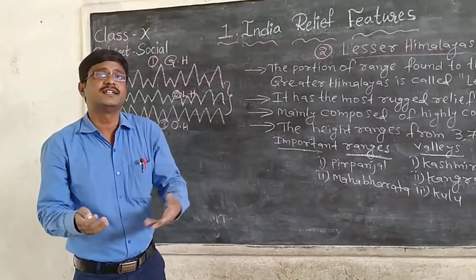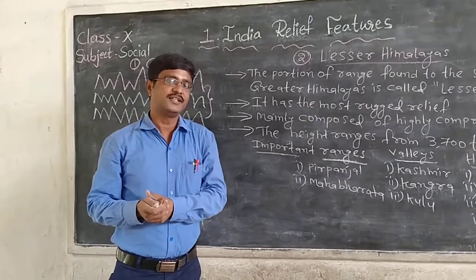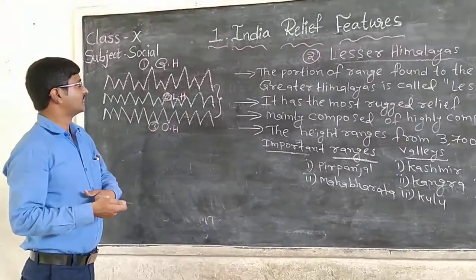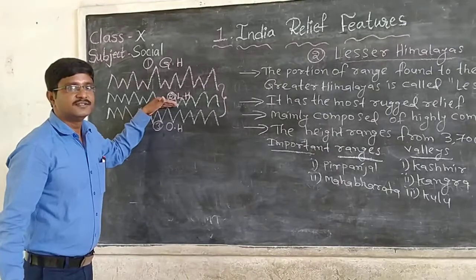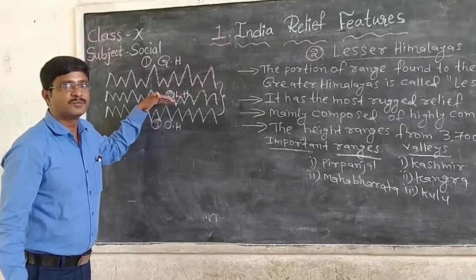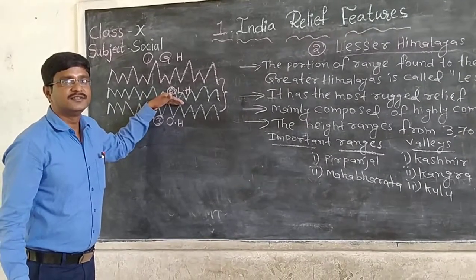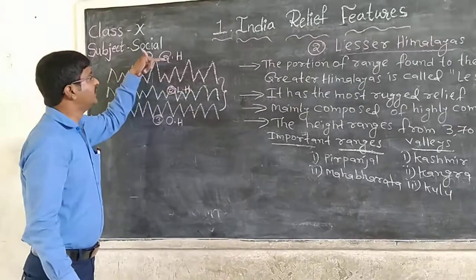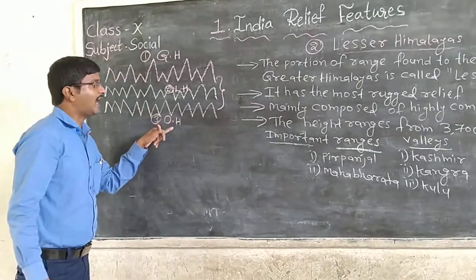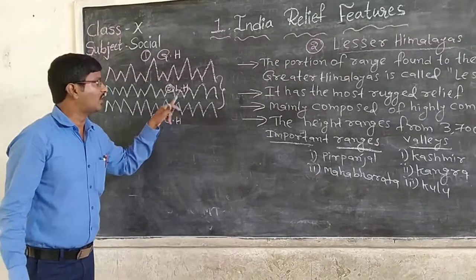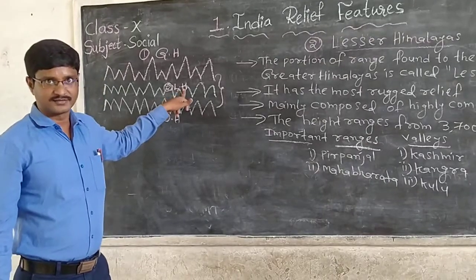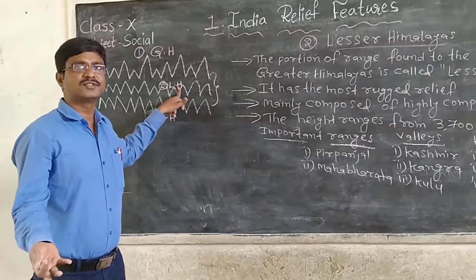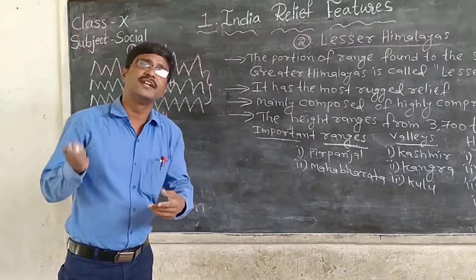Now we have to create a new definition. The portion of the Himalayan range which is located between the Greater Himalayas and Outer Himalayas is known as Lesser Himalayas. Is it clear? This is also a correct definition, and we have to create one more definition.